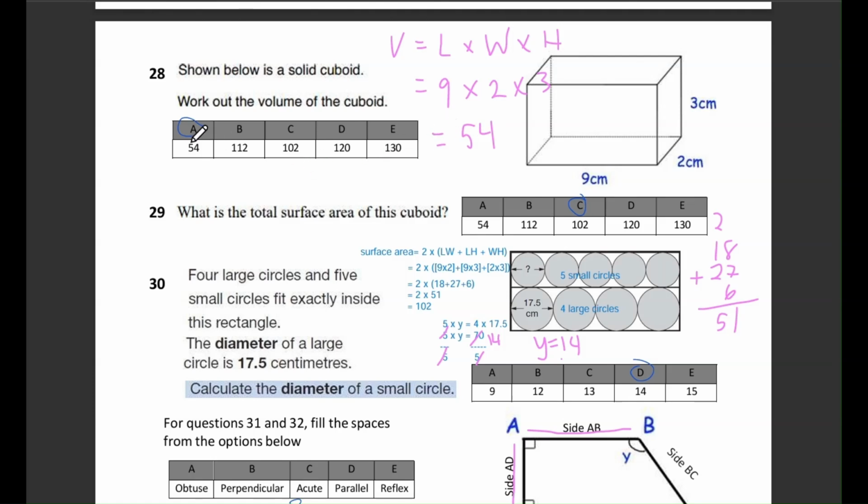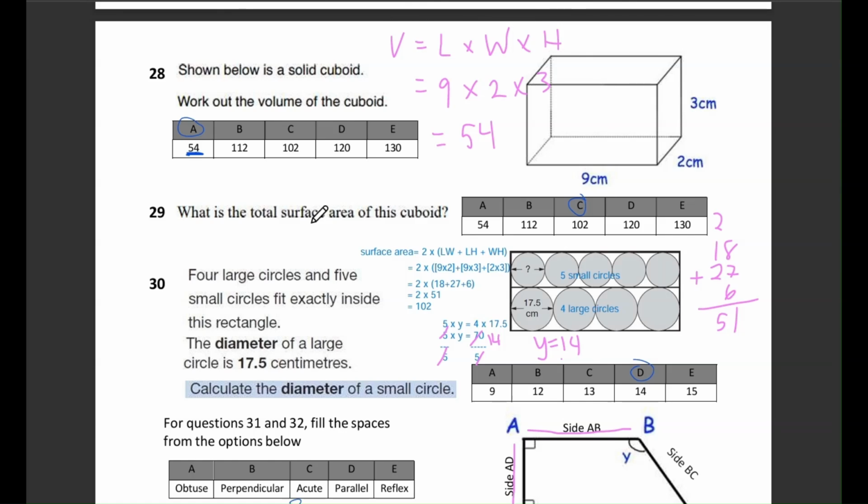Our multiple choice answers are A, 54, B, 112, C, 102, D, 120, and E, 130. The correct answer is A, which is 54. To find the volume, we multiply the length, the width, and the height. So 9 centimeters times 3 centimeters times 2 centimeters equals 54 cubic centimeters.